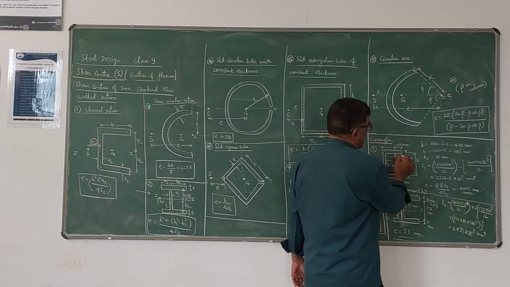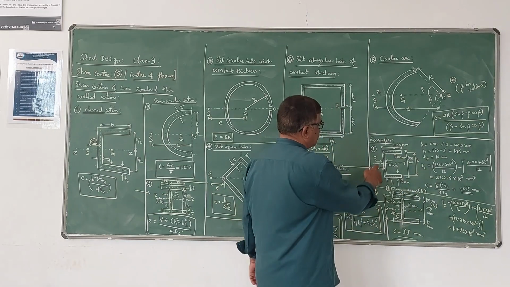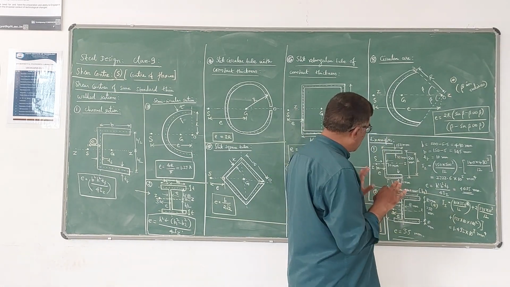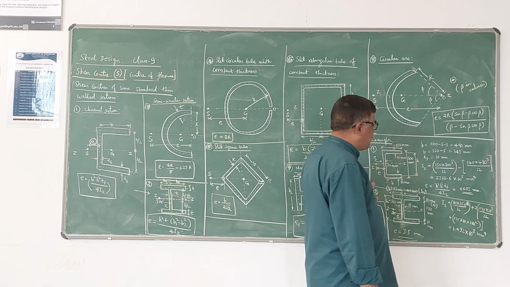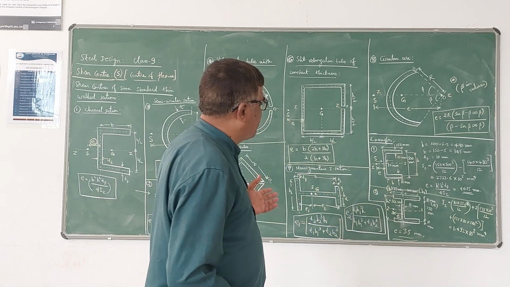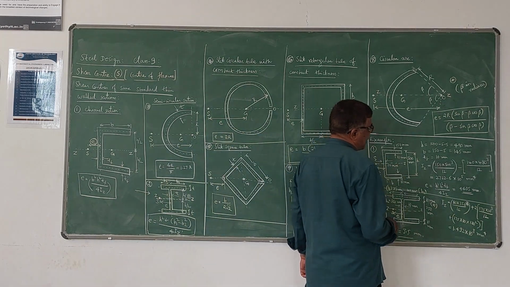TF of course is 10 mm here. The IZ value, the moment of inertia of this channel section about the ZZ axis, you can take with a very simple formula. We know that the moment of inertia of a rectangular section of width B and depth D about the horizontal centroidal axis is BD cube by 12.